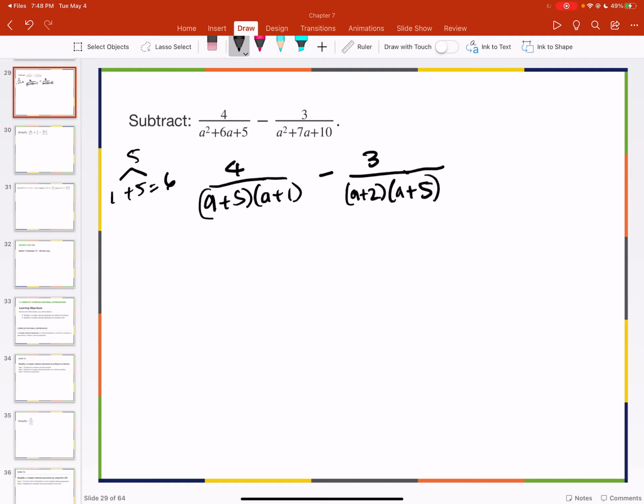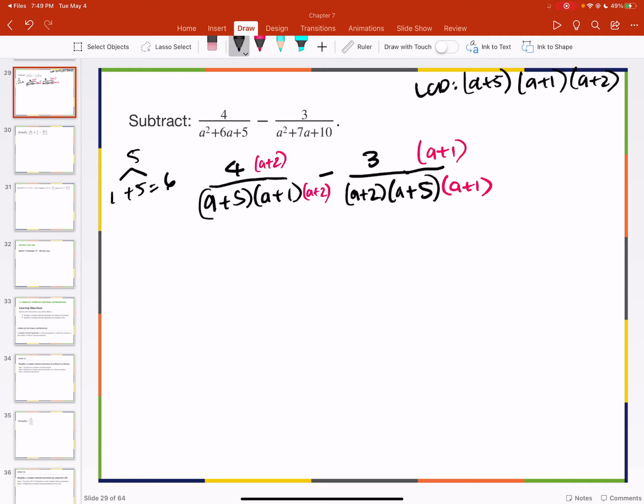Okay, fine. So what's my LCD? Well, what do they have in common? They already have the a plus 5 in common. That's fine. Then we have an a plus 1 and an a plus 2. So that's my LCD. The first one is going to be multiplied by an a plus 2 on the top and the bottom. And for the second one, we multiply top and bottom by a plus 1 because that's what's missing.